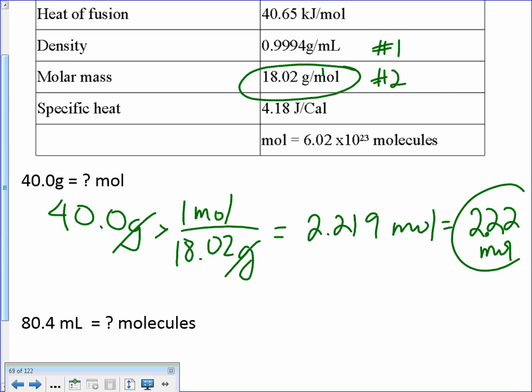Because I'm in moles and I want to get to molecules. Moles and molecules are not the same thing. The last one, right? Sorry, this is Avogadro's number. Sorry, I don't have an identity for it. So this would be our 3rd step.